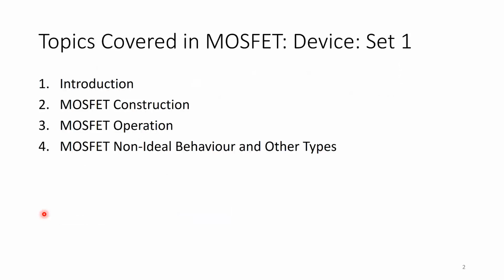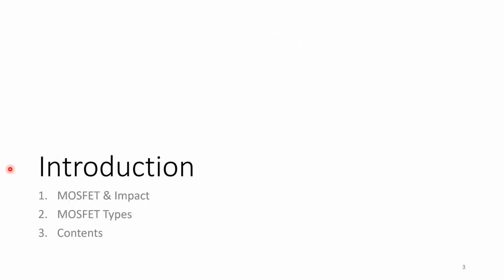Okay, the topics covered in MOSFET device set 1. First, as usual, we'll do the introduction, because once you see what the introduction is, hopefully you will see how this topic fits into the overall syllabus. And then we'll have a look at the MOSFET construction, MOSFET operation, and some non-ideal behavior and other types. For the introduction, we'll first look at the MOSFET and its impact, why this is in the syllabus in the first place, the MOSFET types, and the contents that we will cover for this session.